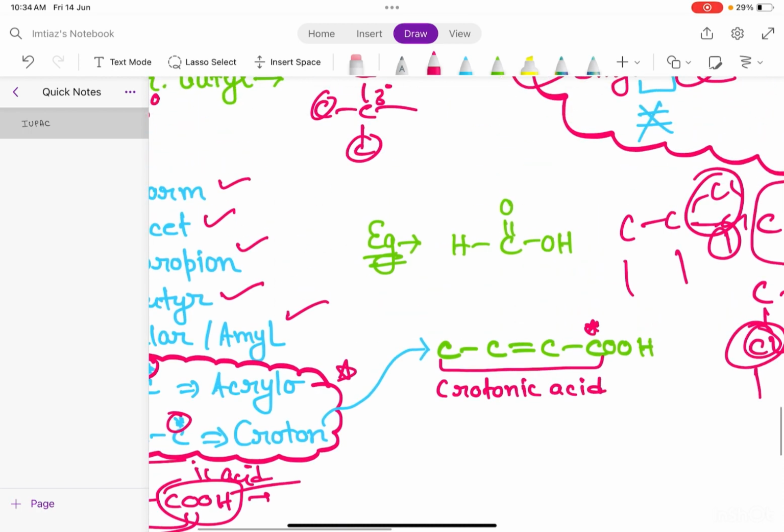If we talk about this situation, 1 carbon means form. And what is this? Carboxylic acid, so formic acid.